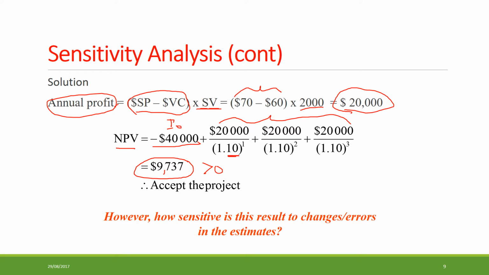We now want to ask how sensitive the result is to changes or variations in our estimates, right? We have 3 estimates here. We have the sale price, the variable cost, and the volume. So we want to see if our estimates for these numbers change, what would the NPV be like?